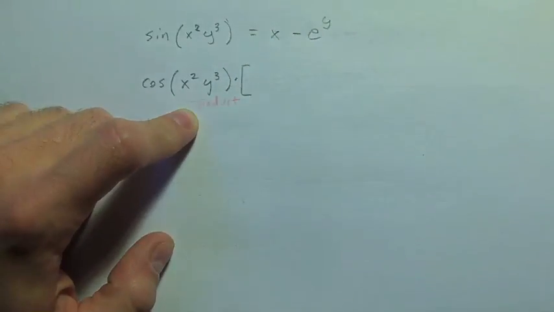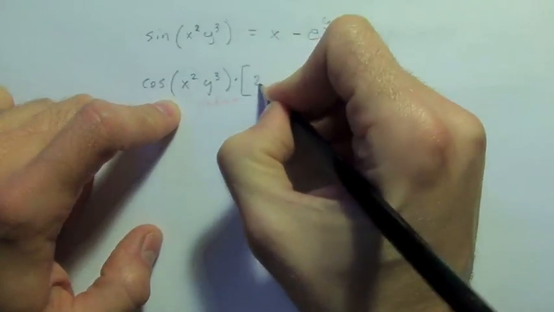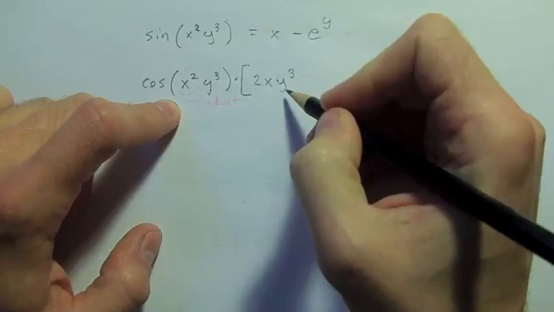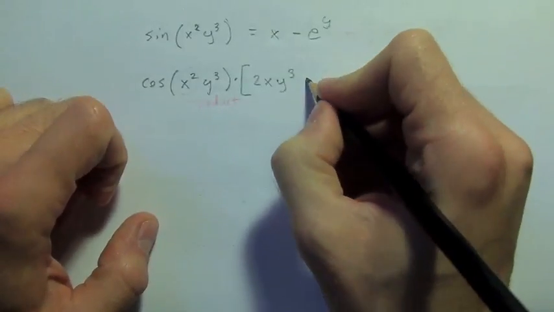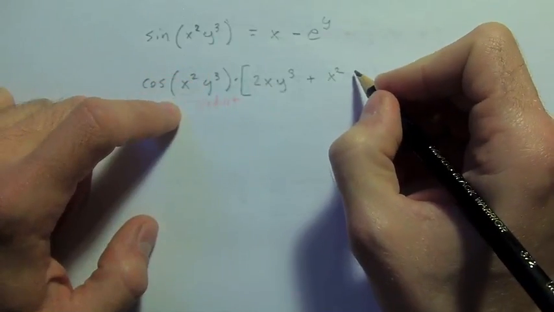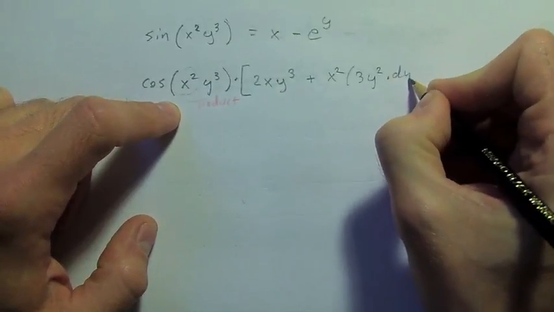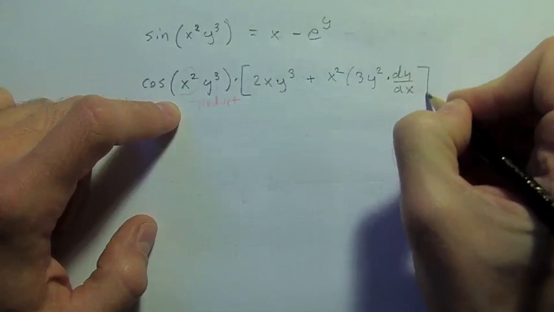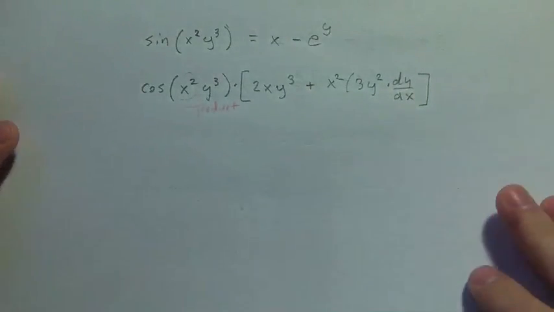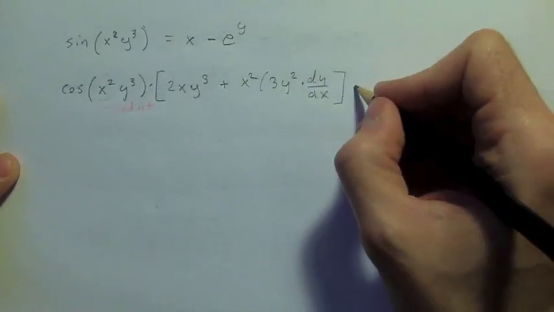Because you have x squared times y cubed. So it will be the derivative of the first guy, which is 2x, times y cubed, the second guy left alone, then plus the first guy left alone times the derivative of the second, which will be 3y squared times dy over dx. Okay. So there we go. That's the whole derivative of the inside stuff.